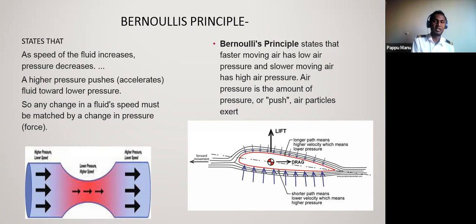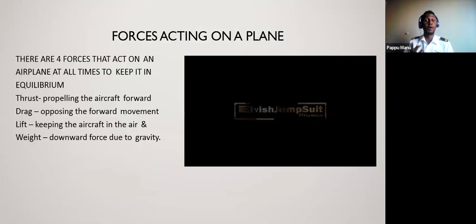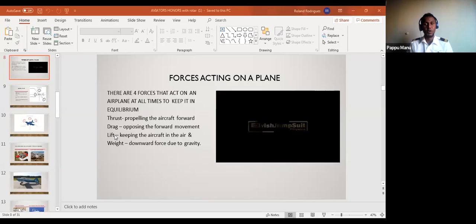Okay, after we finished Bernoulli's theorem, we went to the four forces in the aircraft. One force takes it front, one force stops it from going front, one force keeps the aircraft in the air, one force wants to stop the aircraft from being in the air. Okay, so those are the four forces we have on the aircraft. After that, we went to the different designs of a wing.